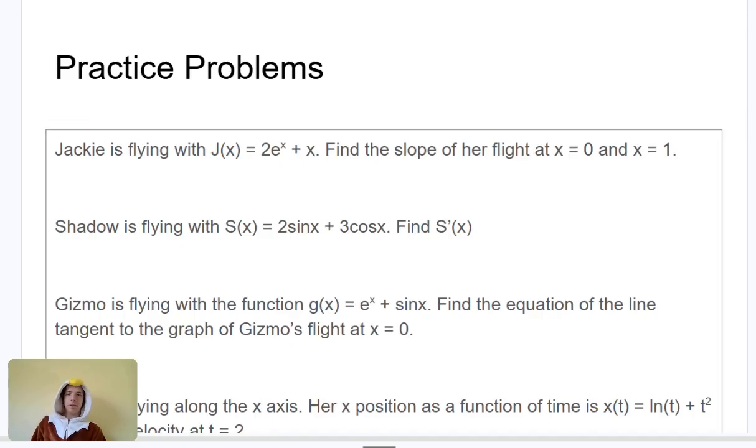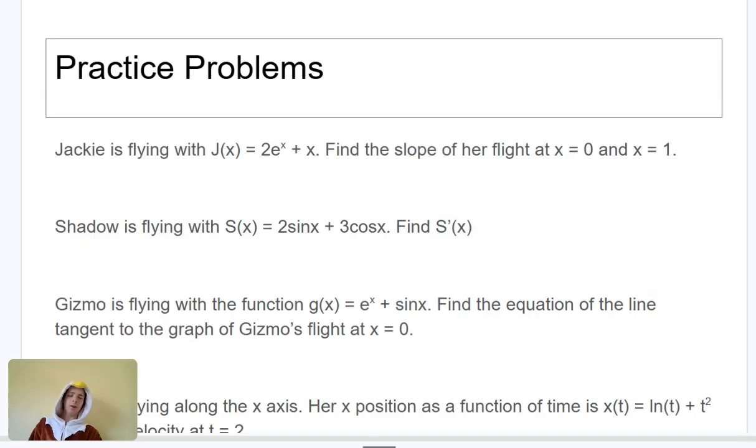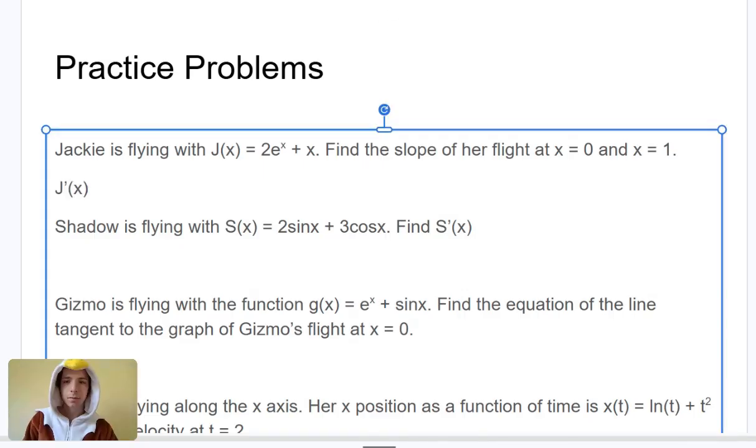Jackie is flying with j of x equals 2e to the x plus x. Find the slope of her flight at x equals 0 and x equals 1. So first we want j prime of x. The derivative of e to the x is just e to the x, so it's 2e to the x, and then plus x. That's going to turn into a plus 1 in the derivative. So that's j prime of x.